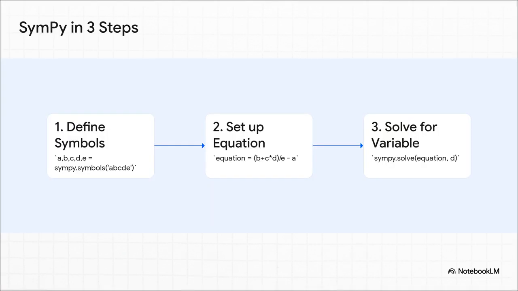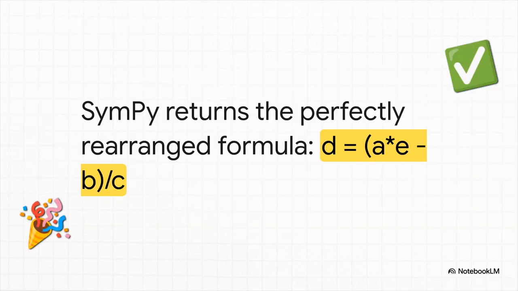And what's amazing is how simple the process is. First, you just define your abstract symbols. You're basically telling SymPy, hey, these letters aren't just placeholders for numbers. Second, you set up the equation. And third, you just ask it to solve for the variable you care about. It's just so intuitive. And just like that, voila! With that one single solve command, SymPy does all the heavy lifting. Multiplying by E, subtracting B, dividing by C, and it gives us the perfectly rearranged formula. This is the exact solution our developer from 2009 was looking for.